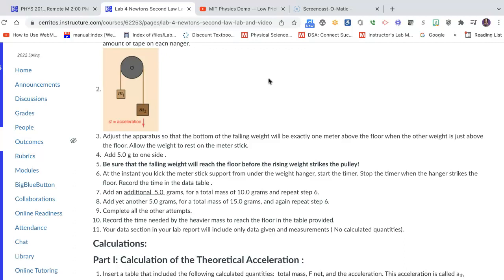Your data section in your lab report will include only data given and measurements, no calculated quantities, because here we are going to have so many calculated quantities. Don't mix calculated values with data.